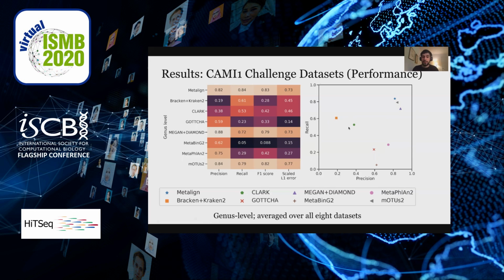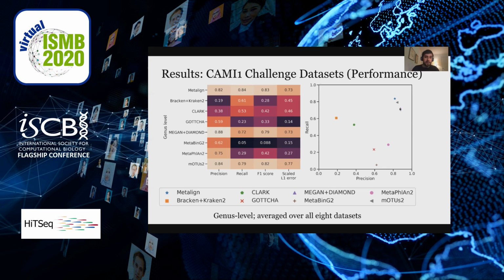As I mentioned before, some of these k-mer-based approaches like Bracken and Clark had low recall. I should mention here that organisms below 0.01% abundance have been removed from the predictions because Bracken and Clark tend to generate many of these very low abundance false positives. So to be fair, we cut those out, but they still had lower precision. And some other methods, for instance, the marker-based MetaPhlAn2 had low recall and also poor performance on scaled L1 error because it's harder to estimate the abundances when you only know the reads that hit the marker genes as opposed to the whole genome.